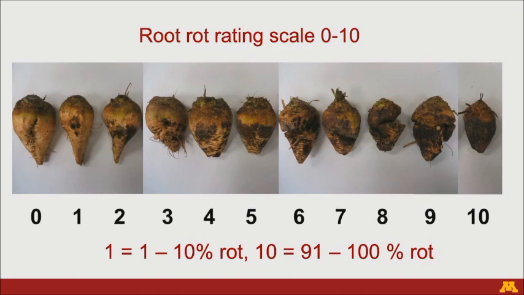And by the end of the season, this is the rating scale that we use. It's a little different from what David showed. From 1 to 7, this is 0 to 10. Each point is a 10% root rot that you see on the surface, right?